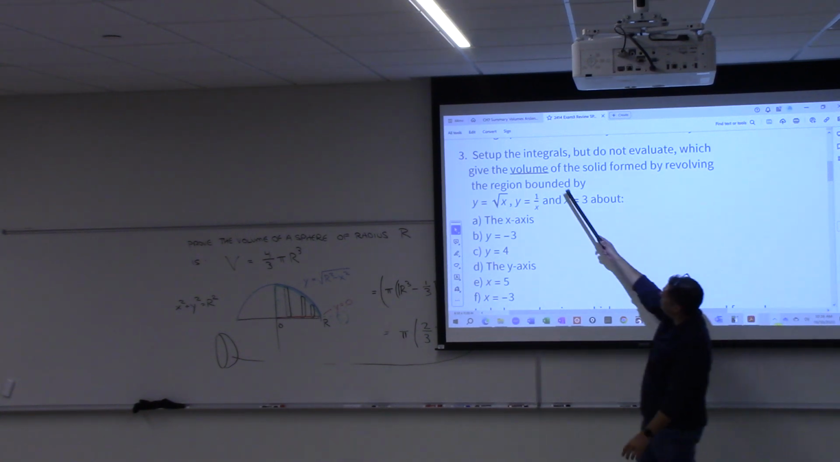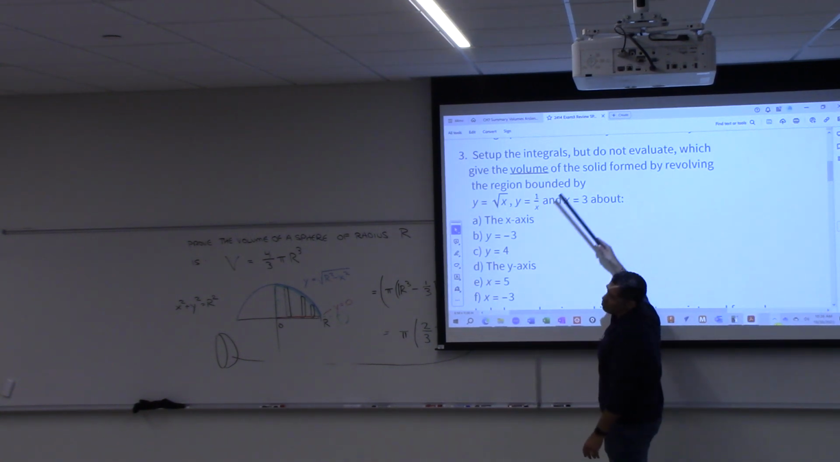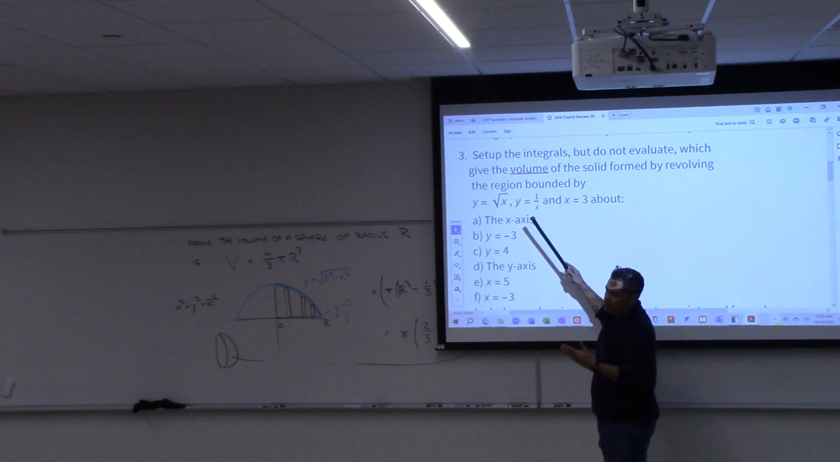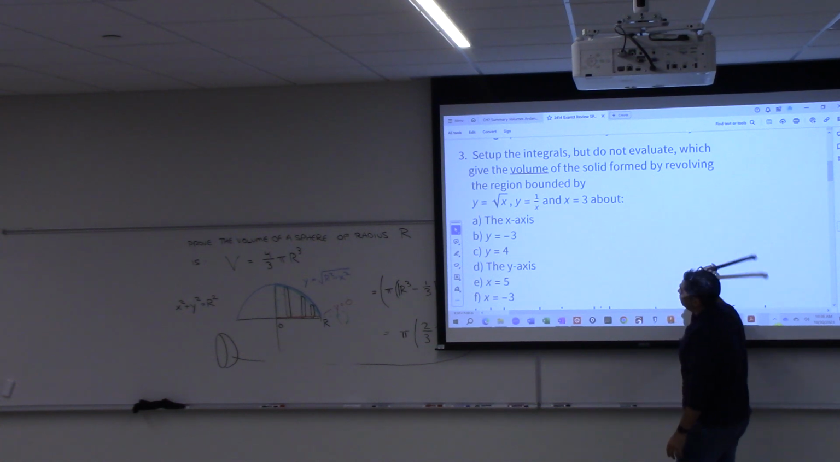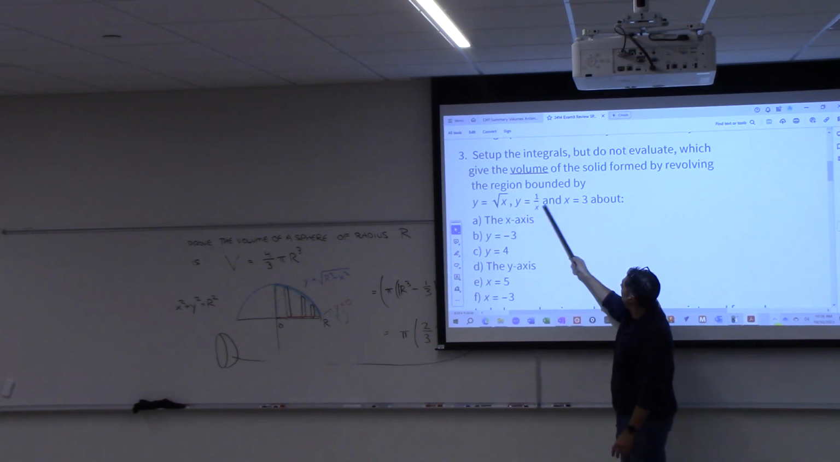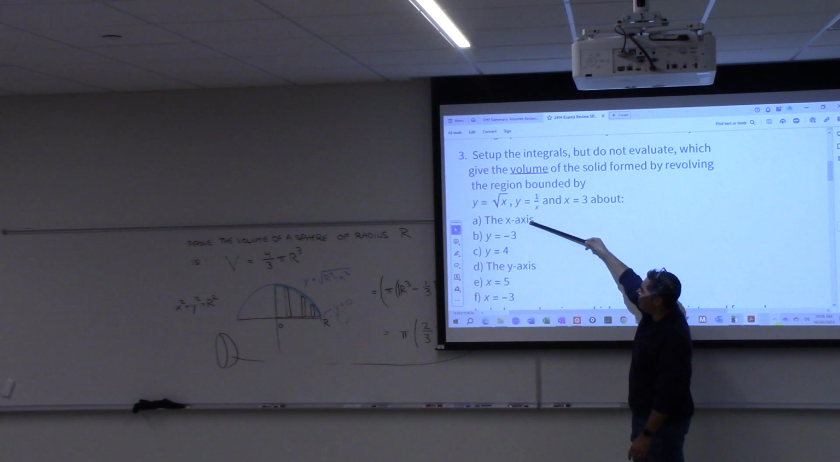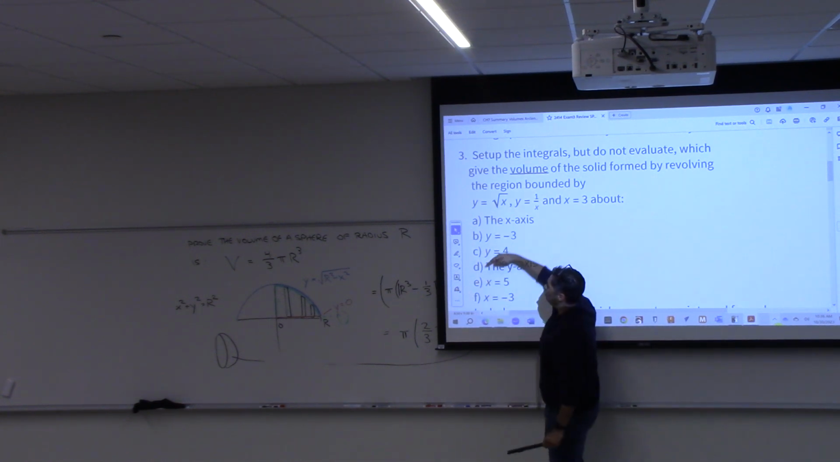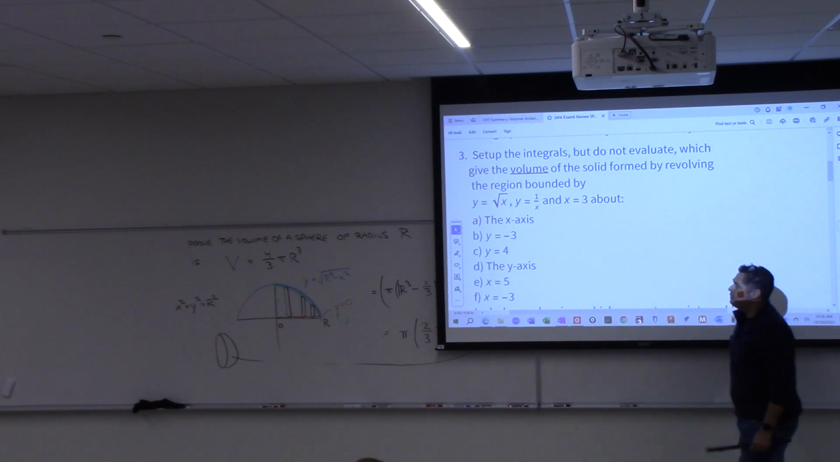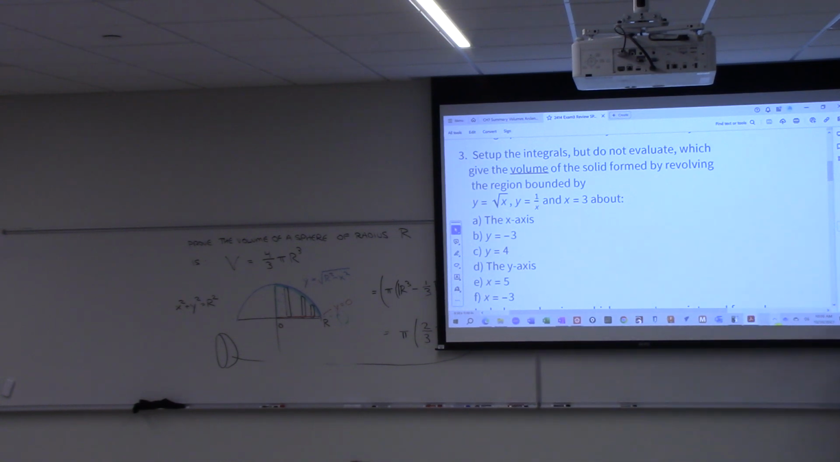It says set up the integrals, but do not evaluate. In other words, just set them up, get the formulas which give the volume of the solid formed by revolving the region bounded by these curves about the x-axis, y equals -3, y equals 4, the y-axis, x is 5, x is 3. We haven't done these, okay? So just do A, B, and C for that. Try that for a take-home quiz. How about that, all right?